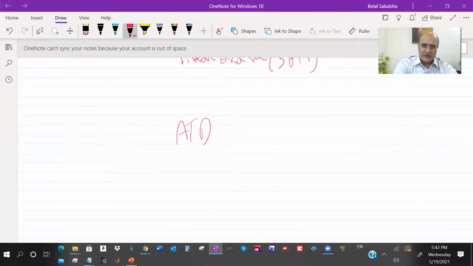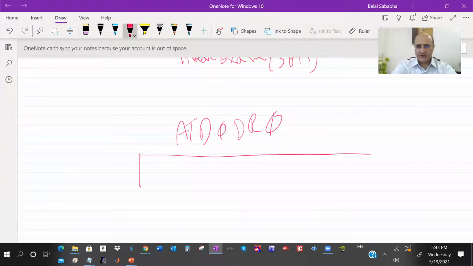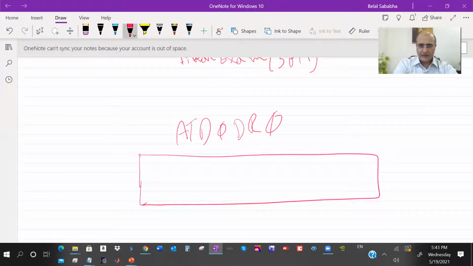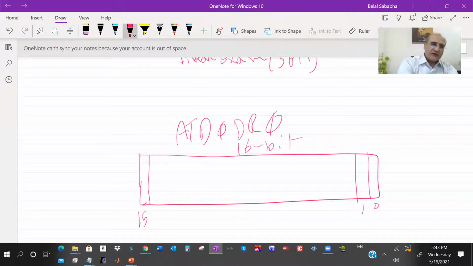A to D0 data register 0, for example. This is a 16-bit register, bit 0, 1 up to 15, right? We said our data can be 8-bit or 10-bit.